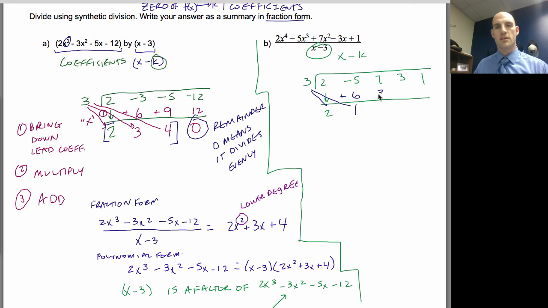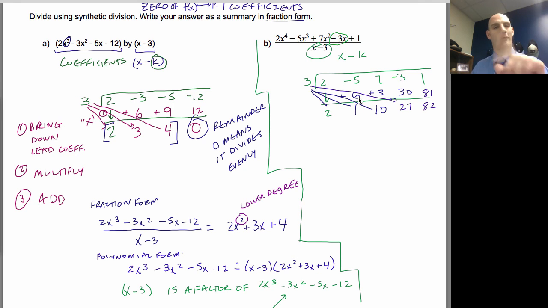3 times 1 would be 3. I'm adding these. I get 10. 3 times 10 would be 30. And this should actually be a minus 3 because I've got a minus 3 here. And so when I add these, I get 27. Oh boy, I'm getting uncomfortable. Is this right? Let's take a look. Okay, so I get 81. So here I've got 82.